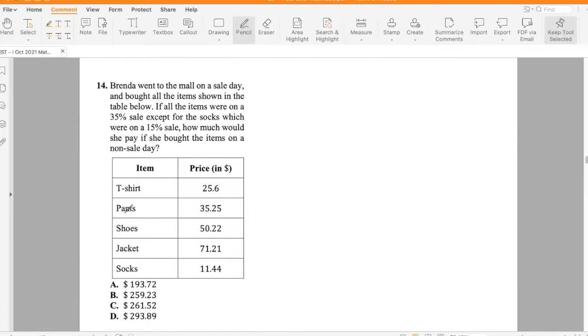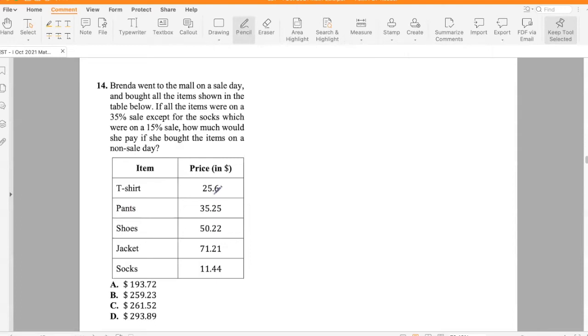Brenda went to the mall on a sale day and bought all the items shown in the table below. If all the items were on 35% sale except for the socks, which were on a 15% sale, how much would she pay if she bought the items on a non-sale day? Okay, so these are the sale values. So the actual value would be, let's say the actual value of these items is like t-shirt, pants, shoes, etc.